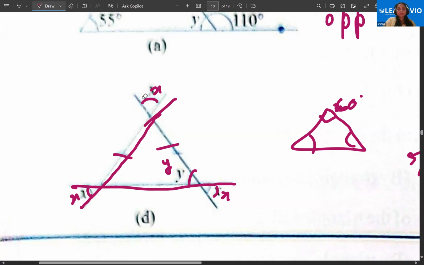Ma'am, we have to find only the x? Yes. And the y also. Ma'am, the y and x.